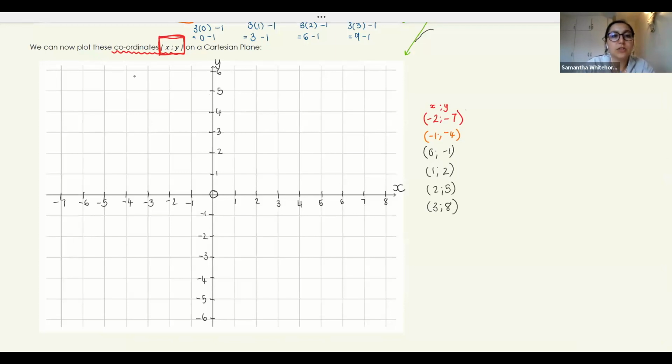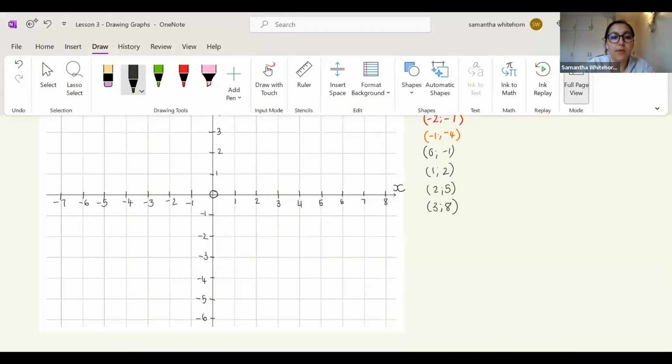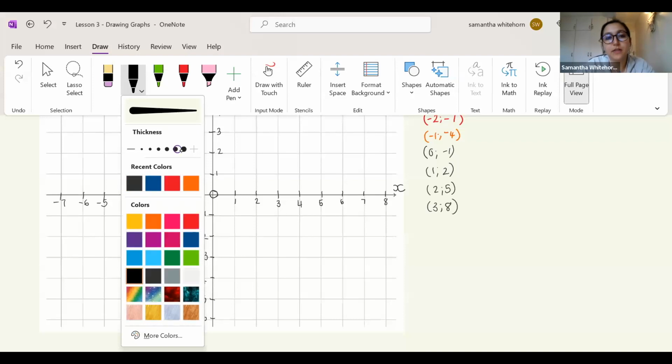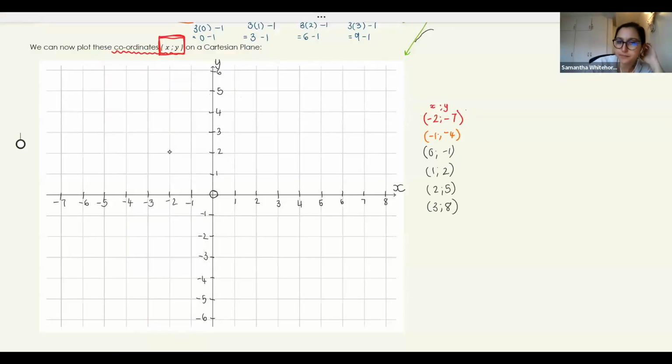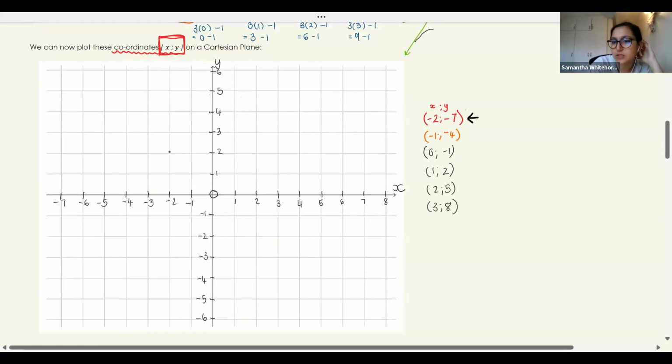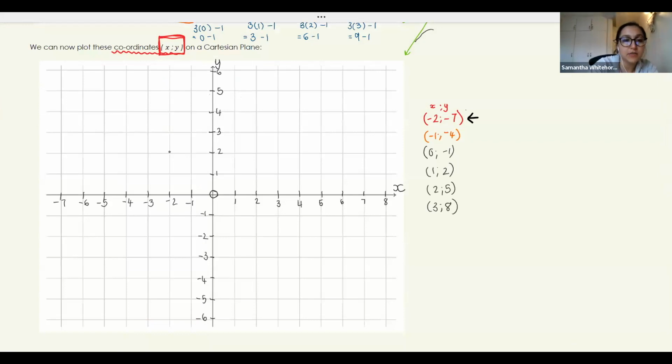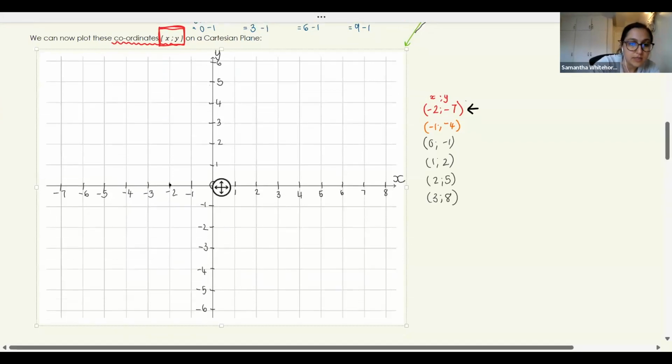Right, so what we now want to do is plot our points. We take each of those coordinates that we've written down and plot them. The first one that we're going to plot is -2, -7. Now remember, it is an x and a y. So x is -2, so I go to -2 on my x-axis. Y is -7. Oh no, I haven't given myself enough space, so let's just add that in.